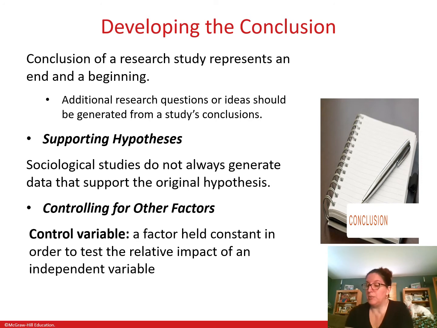A control variable is a factor held constant to test the impact that the independent variable has. And so that was that letter Z. You might want to control for gender. You might want to control for race. Is this impact similar for people of different races, of different genders? And so you would want to control for those things and see if you do still have that same impact. Does education still have that impact on income level?